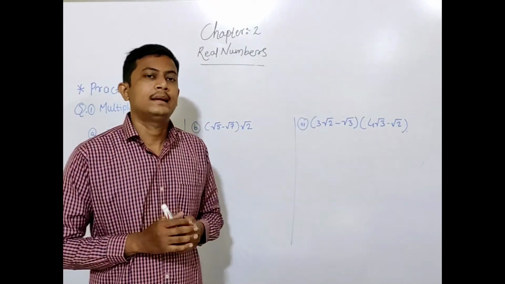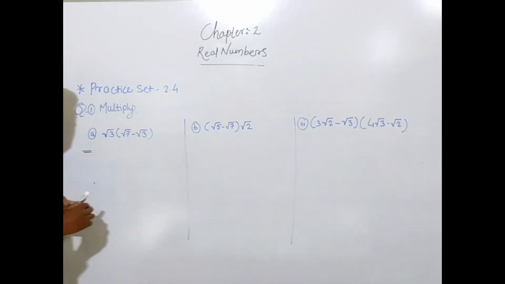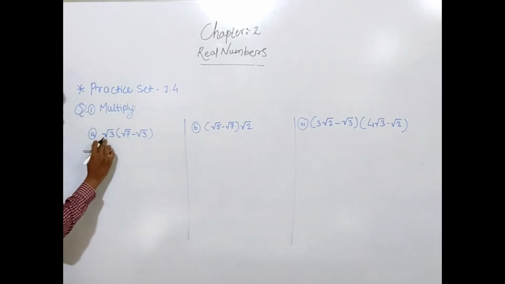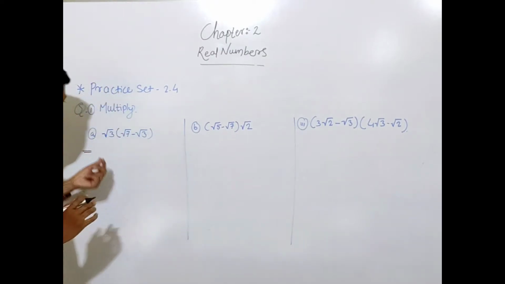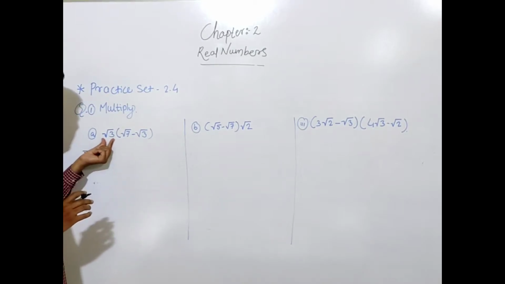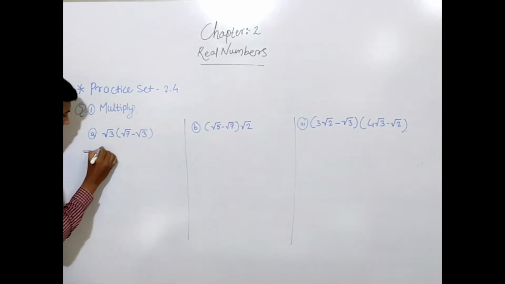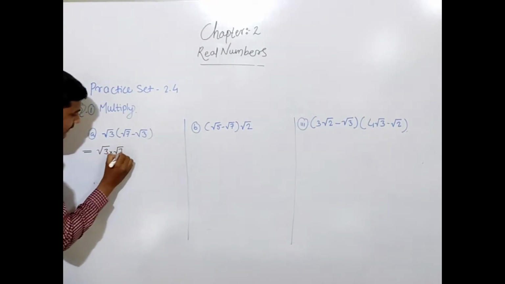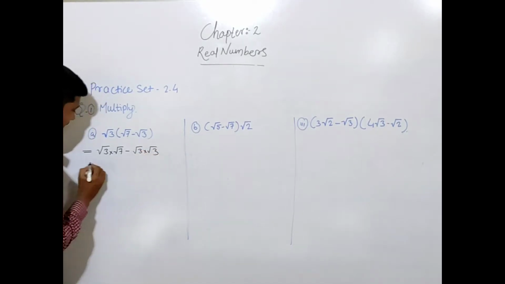Now we have to solve practice set 2.4. So let's see the first question. The first question is simply multiplication. Here root of 3 into bracket root of 7 minus root of 3 is given. Here root of 3 is outside the bracket, so as per the rule, root of 3 will multiply to each and every term inside the bracket. That is, root of 3 will multiply to root of 7, minus, root of 3 will multiply to again root of 3. So root of 3 multiplied by root of 7 minus root of 3 multiplied by root of 3.